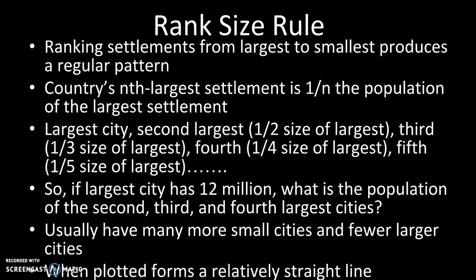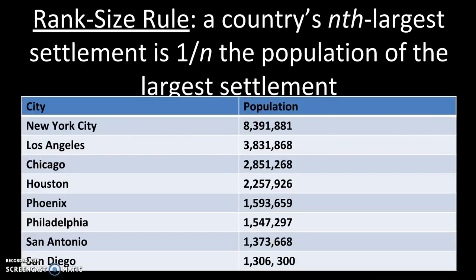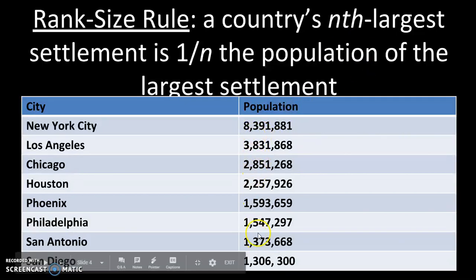So you have your largest city, the nth largest, then the next one should be 1/n the population of the largest. So the second largest should be half the size of the largest. Fifth largest, a fifth the size of the largest. Really the only country in the world that sort of follows the rank size rule is the United States. And again, you're not going to see this as exact, but it will follow this regular pattern.